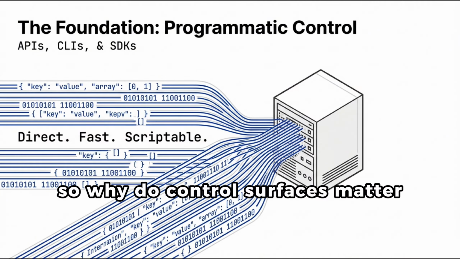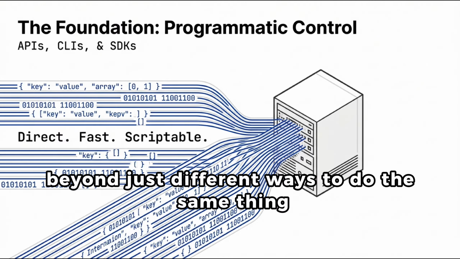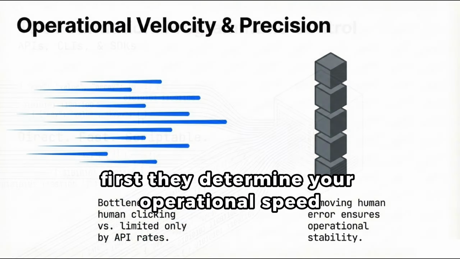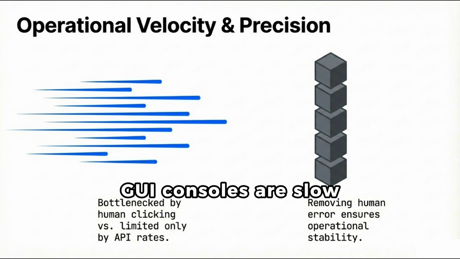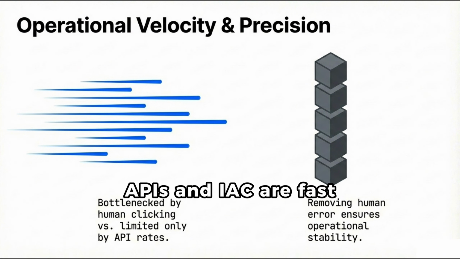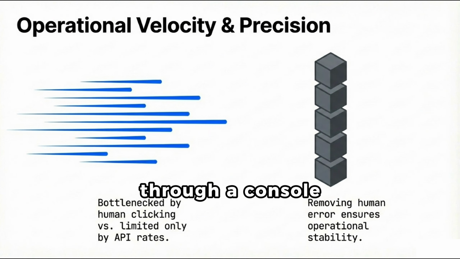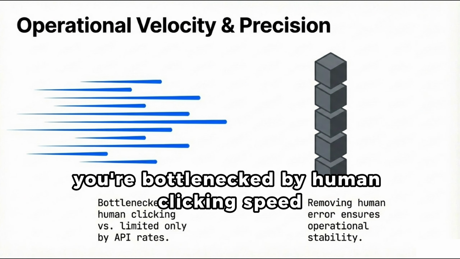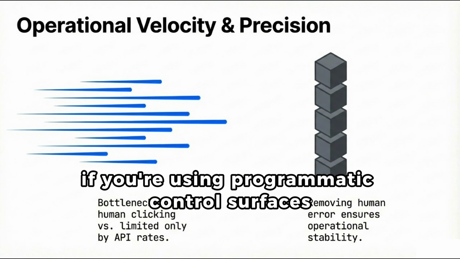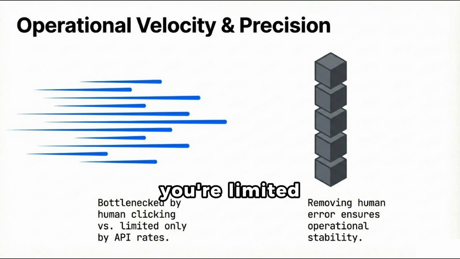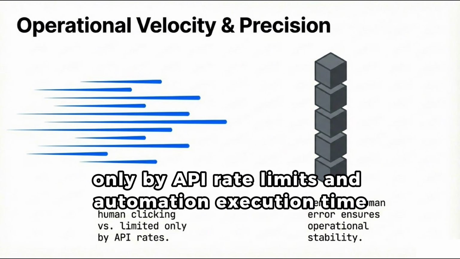So why do control surfaces matter beyond just different ways to do the same thing? First, they determine your operational speed. GUI consoles are slow, APIs and IAC are fast. If you're managing infrastructure manually through a console, you're bottlenecked by human clicking speed. If you're using programmatic control surfaces, you're limited only by API rate limits and automation execution time.